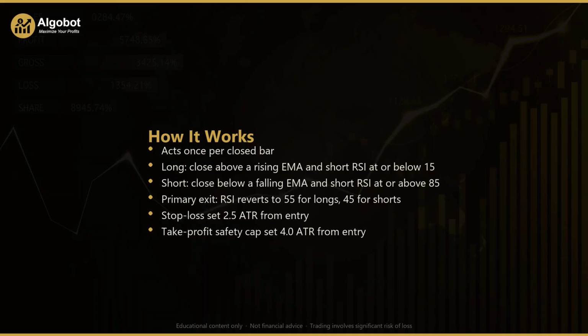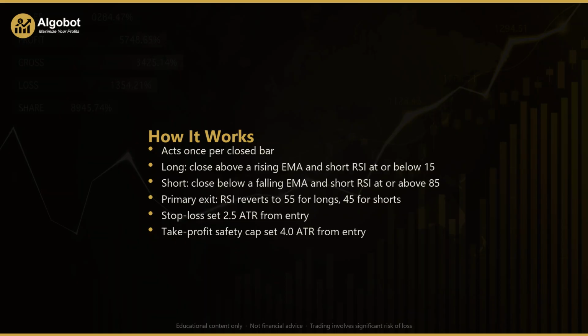Now for the exits. The primary profit taker is the oscillator itself. Once a long position is open, the strategy watches for the relative strength index to recover back up to or above the exit level, which defaults to 55. When it does, the snapback the strategy was aiming for has largely played out, so it banks the position and steps aside. For a short, it waits for the oscillator to fall back to or below 45.